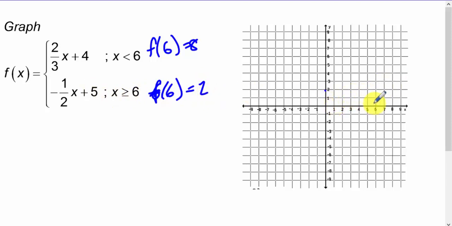I'm going to go over to 6, up to 8, put an open circle, then down 3, back 1. All fits because I got a y-intercept of 4. Draw the line. Done. Then here I go over to 6 and up 2. Closed circle. Negative slope, so down 1, to the right 2. Gonna again draw that line, and I'm good to go.